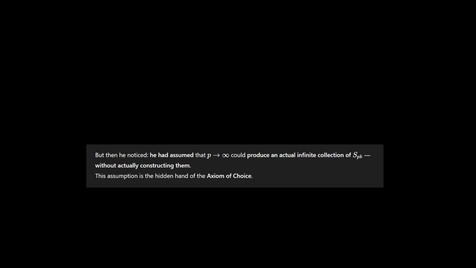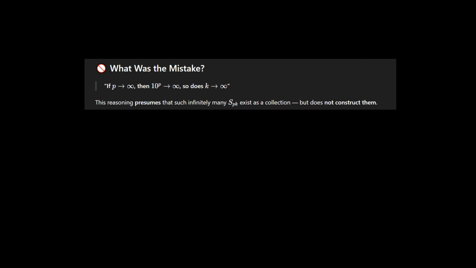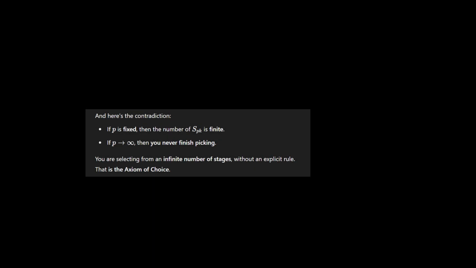But then he noticed he had assumed that p to infinity could produce an actual infinite collection of S_pk without actually constructing them. This assumption is the hidden hand of the axiom of choice. What was the mistake? If p to infinity, then 10p to infinity, so does k to infinity. This reasoning presumes that such infinitely many S_pk exist as a collection, but does not construct them. And here's the contradiction. If p is fixed, then the number of S_pk is finite. If p to infinity, then you never finish picking. You are selecting from an infinite number of stages, without an explicit rule. That is the axiom of choice.